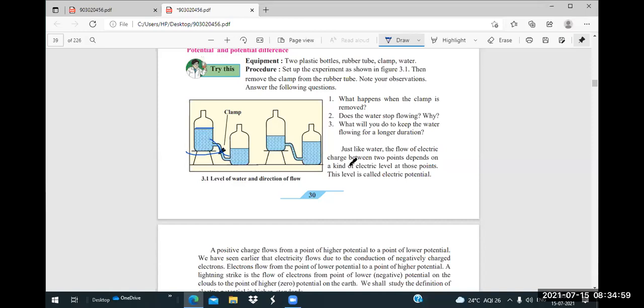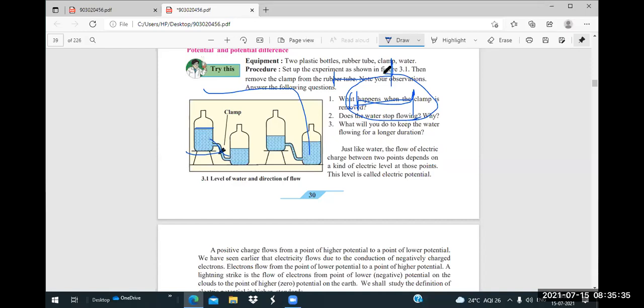Sir, please tell once again. Yeah, I'll repeat it. Like the water flow we have seen, it comes from height to downside. So for electric charge, if both charges are at the same level, then it will not flow. But if some change is there, it depends on the kind of electric level. Means their electric level is changed. Suppose this is higher, this is lower. So from higher to lower it can flow. And the difference between these points is called the electric potential. Now got it? Yes, sir.